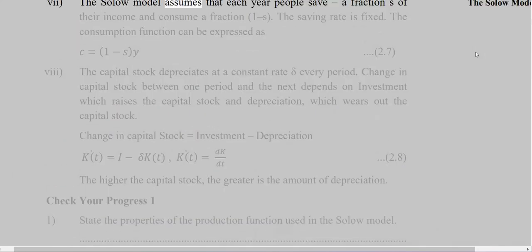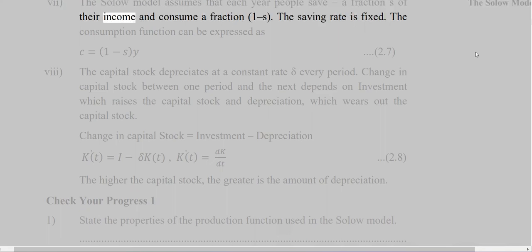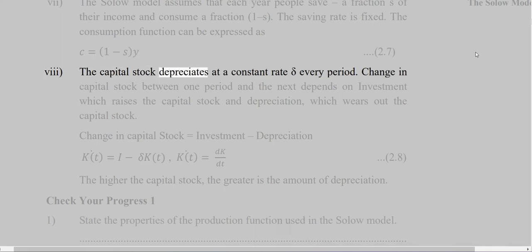The Solow model assumes that each year people save a fraction s of their income and consume a fraction 1 − s. The saving rate is fixed. The consumption function can be expressed as C = (1 − s)Y, equation 2.7. The capital stock depreciates at a constant rate delta every period.